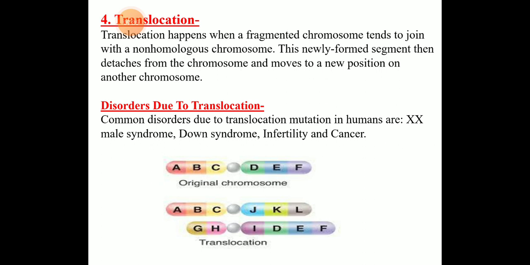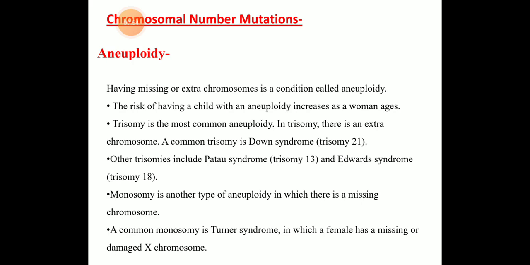And again, the disorders due to this translocation. The common disorders due to this translocation mutation in humans are XX male syndrome, Down syndrome, infertility and cancer. So this is all about translocation. Then the next point is the chromosomal number mutation.